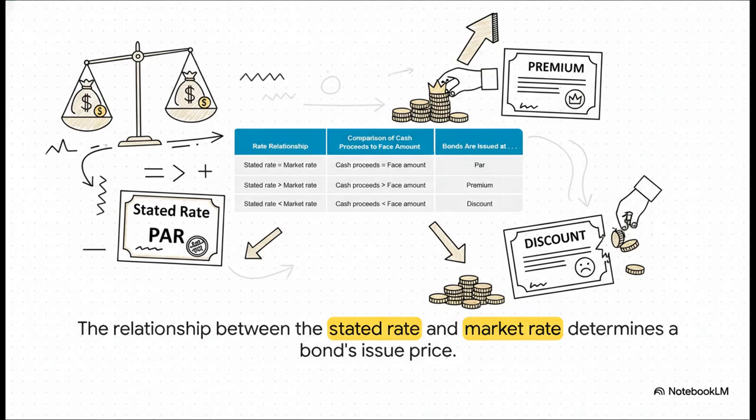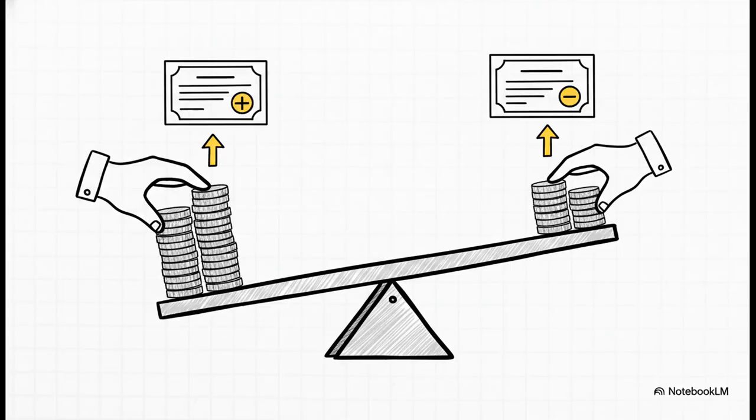But what if the company's rate is higher than the market rate? Well, that's a great deal, so investors are willing to pay more for it. The bond sells at a premium. And you can guess the last one. If the stated rate is lower than what the market's offering, nobody's going to pay full price for it. It has to sell at a discount. It really just boils down to this one simple idea. The bond's price has to adjust up or down to make sure its total return matches what the market is demanding at that moment. It's a really logical system once you see how all the pieces connect.